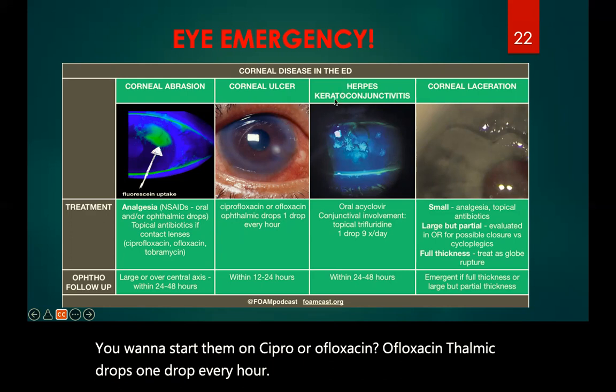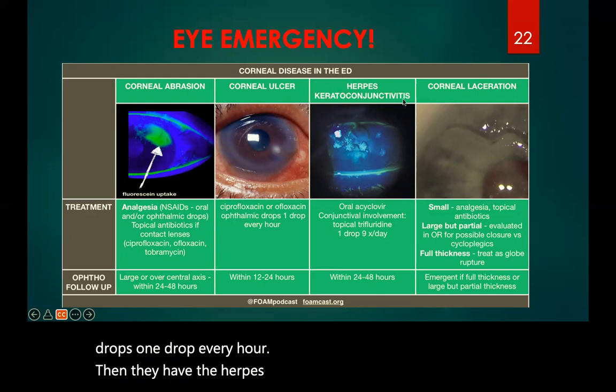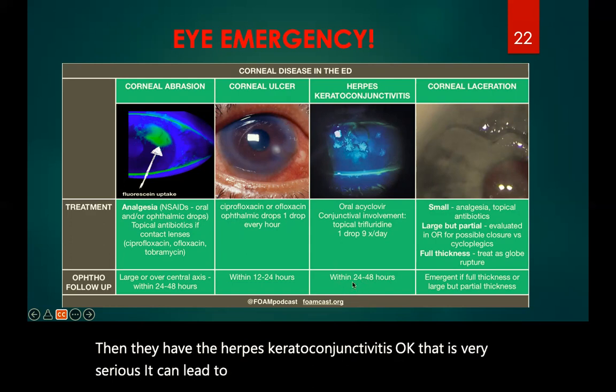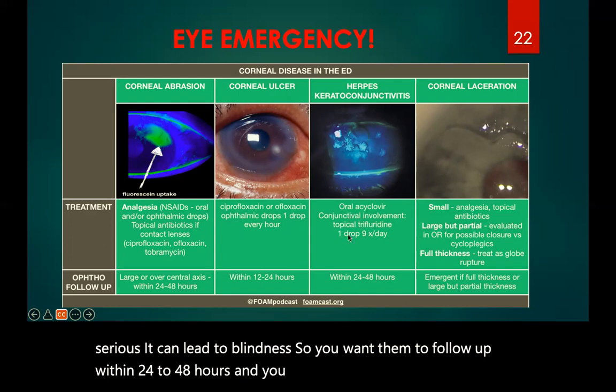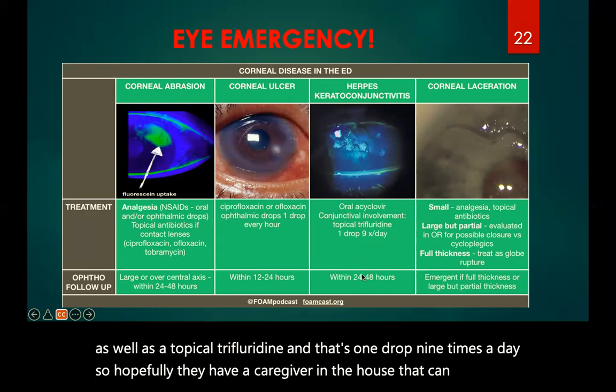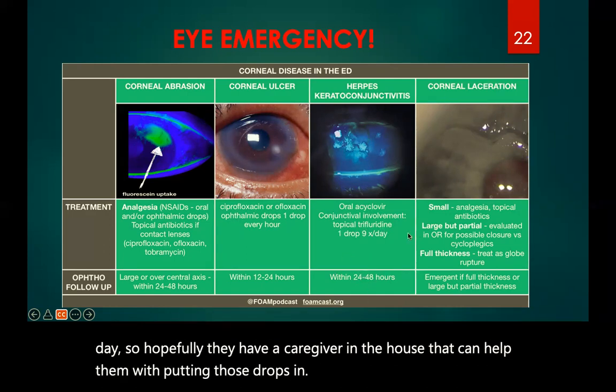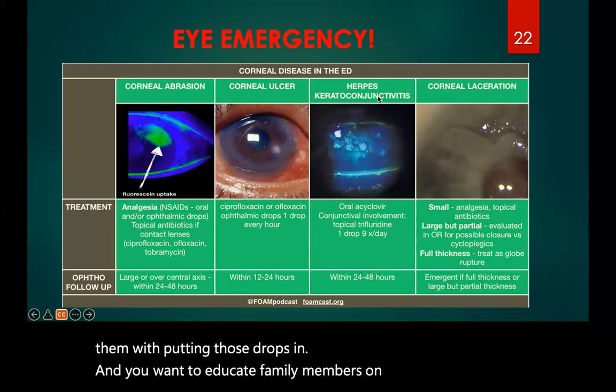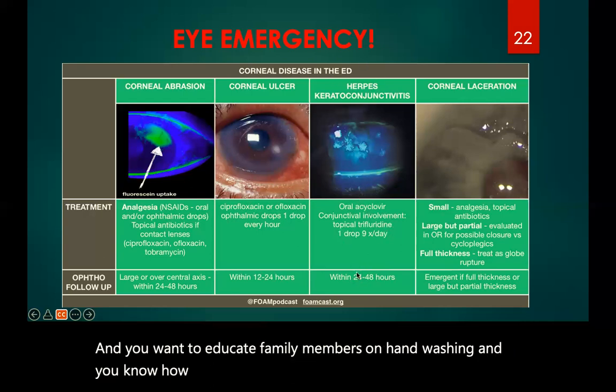Then they have the herpes keratoconjunctivitis, okay? That is very serious. It can lead to blindness. So you want them to follow up within 24 to 48 hours, and you want to start them on oral acyclovir, as well as a topical trifluridine, and that's 1 drop 9 times a day. So hopefully they have a caregiver in the house that can help them with putting those drops in. And you want to educate family members on hand washing and how to put the drops in appropriately if caregivers are going to be administering them.